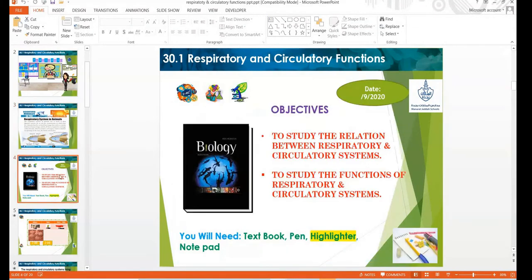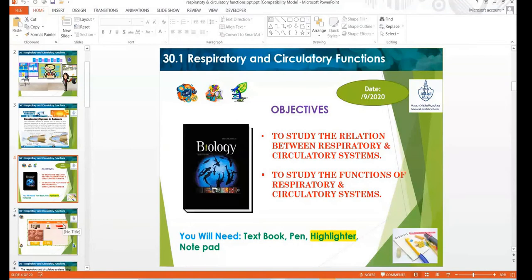Okay, so let's start on a positive note. Okay, so the objective for this topic is to describe the respiratory system and its functions, and also to describe the circulatory system and its functions, and to study the relation between the respiratory and the circulatory systems.